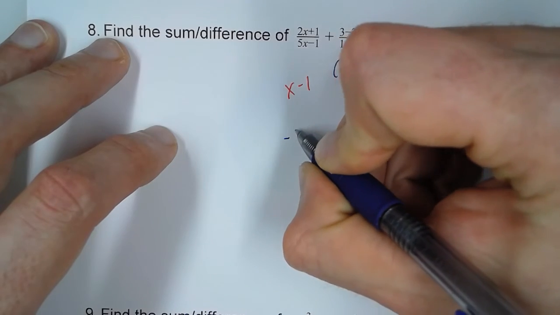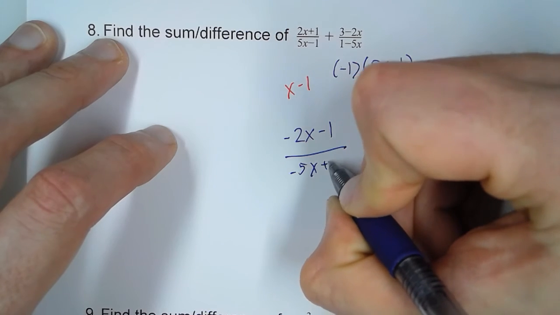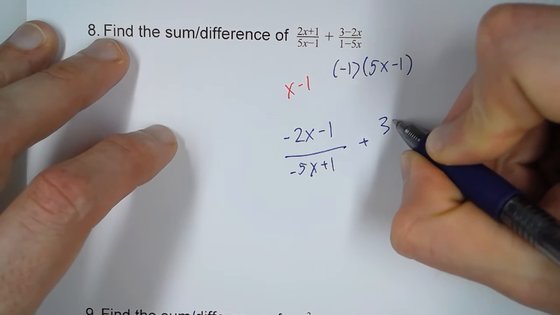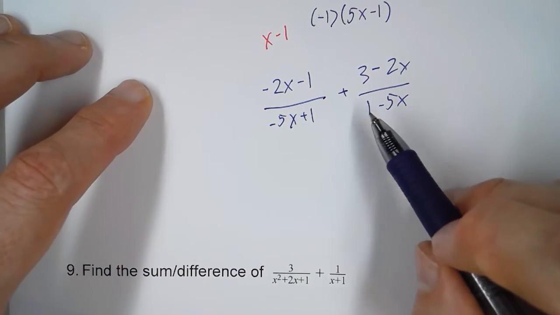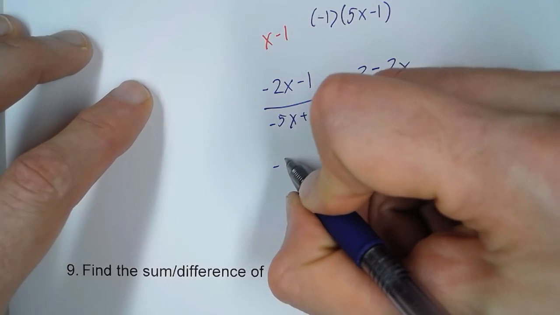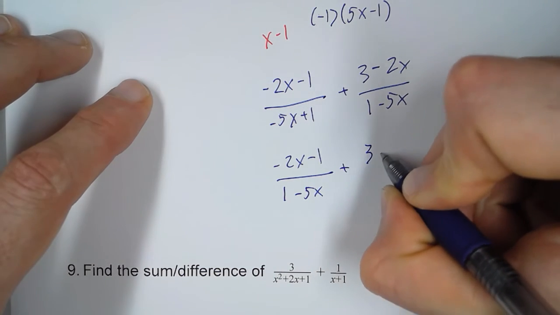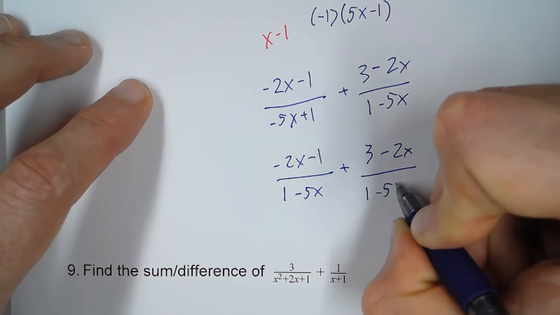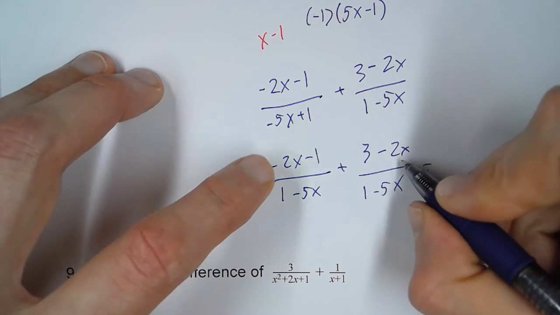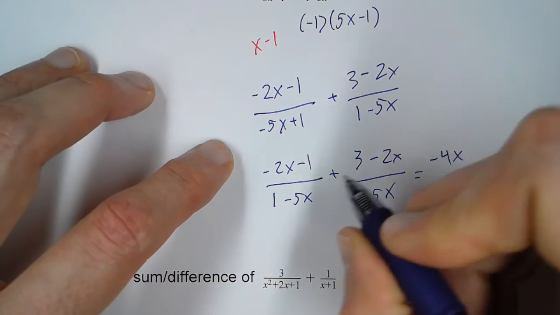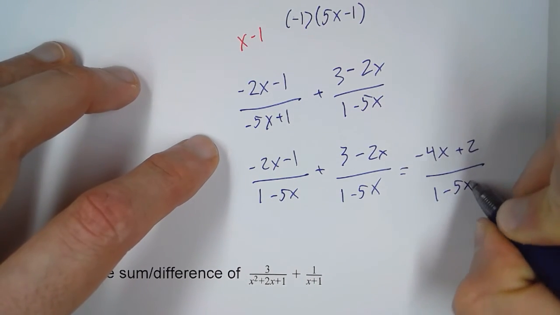So if we do that, that's going to be negative 2x minus 1 on top, and then it's going to be negative 5x plus 1. And then we leave this alone, 3 minus 2x over 1 minus 5x. Now just to clear things up, I'm going to rewrite this denominator as 1 minus 5x, just so you can see that it is indeed the same denominator. So now we're adding the same denominators, so negative 2x and negative 2x is negative 4x. Negative 1 and 3 is positive 2, all over 1 minus 5x.